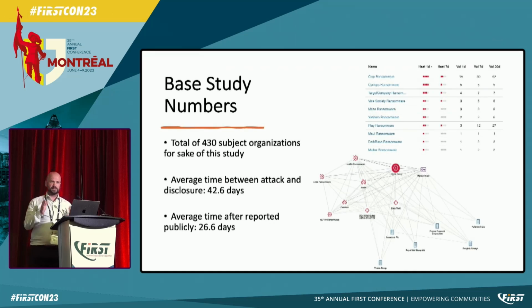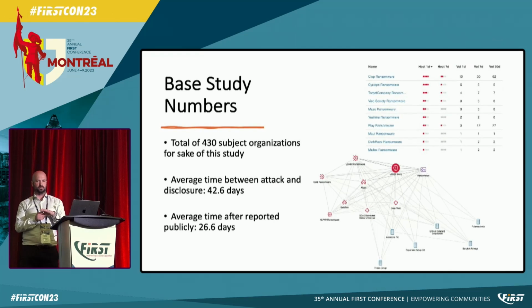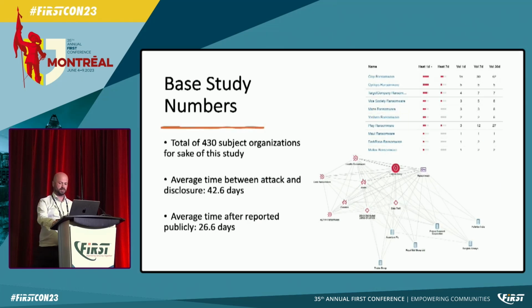So in the case of this, although there were about 6,000 different ransomware blog posts over 2022, we took 430 that were written in English, primarily focused on the US, North American markets, and Europe. The average time between those attacks and the disclosure of it was about 42.6 days. And then from that point on, when it became publicly reported, it was another 26.6 days. These are the kind of findings we were coming across.